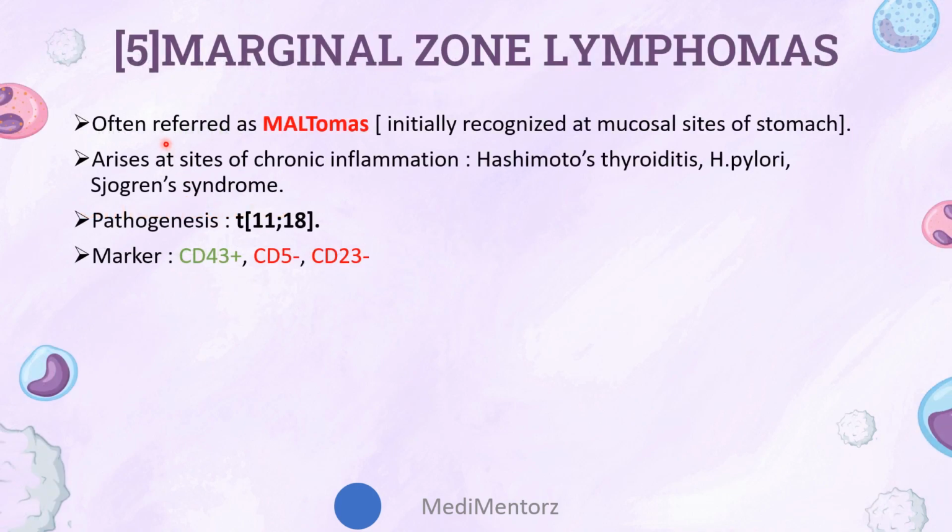So the next one, which is the fifth topic of today's lecture, is about marginal zone lymphomas. They are often referred to as MALTomas. Okay. Initially they were recognized at mucosal sites of the stomach, but gradually they found that it may also arise at sites of chronic inflammation like Hashimoto's thyroiditis, and also in H. pylori infection and Sjogren syndrome. Talking about the pathogenesis, it's similar to that of mantle cell lymphoma, that its translocation involves t(11;18), and the markers are CD43 positive, CD5 negative and CD23 negative. Okay.